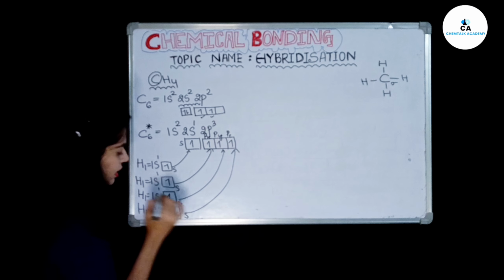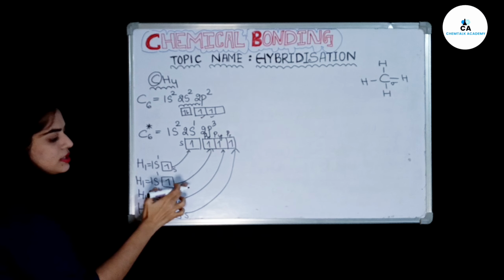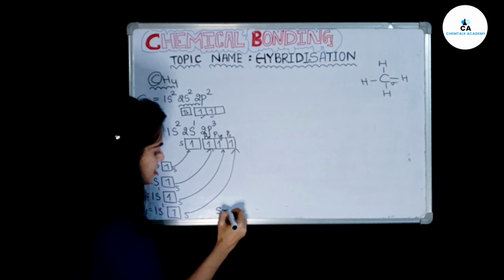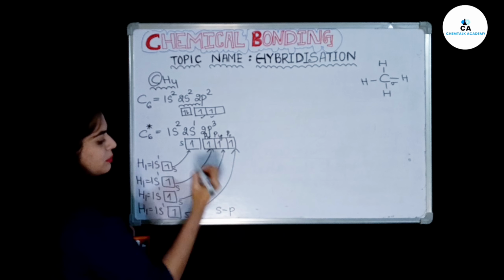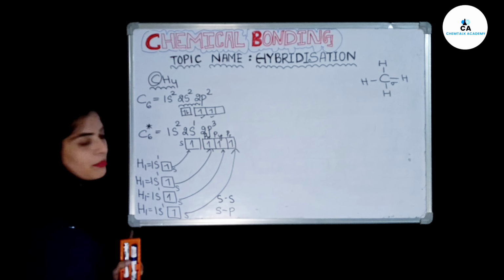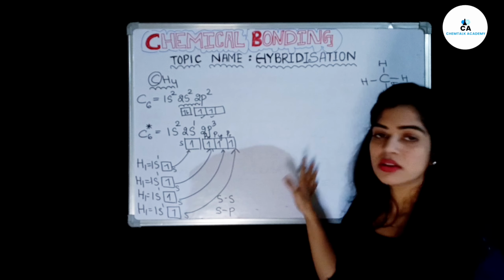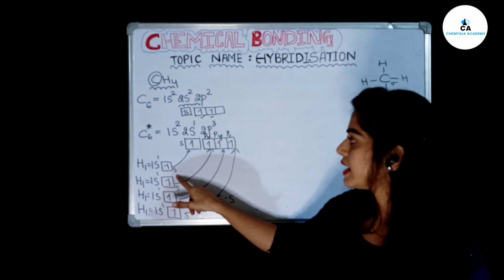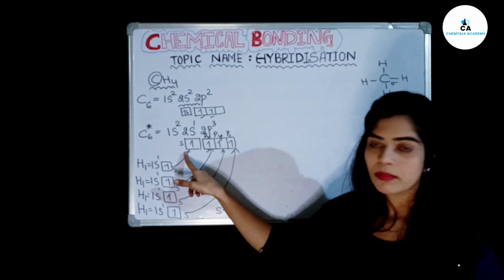So here are 3 overlappings. See, focus on me. These 3 orbitals are what? S, P overlapping. Okay, and this one is S overlapping. So out of the 4 bonds of carbon, one bond is formed by the overlapping of S and S, hydrogen's S orbital and carbon's S orbital.